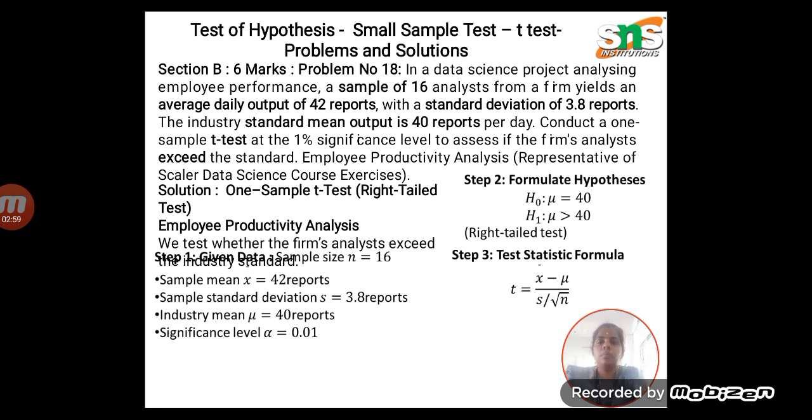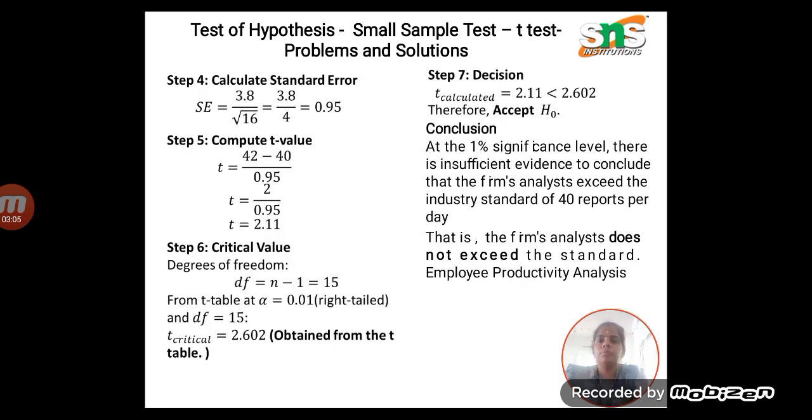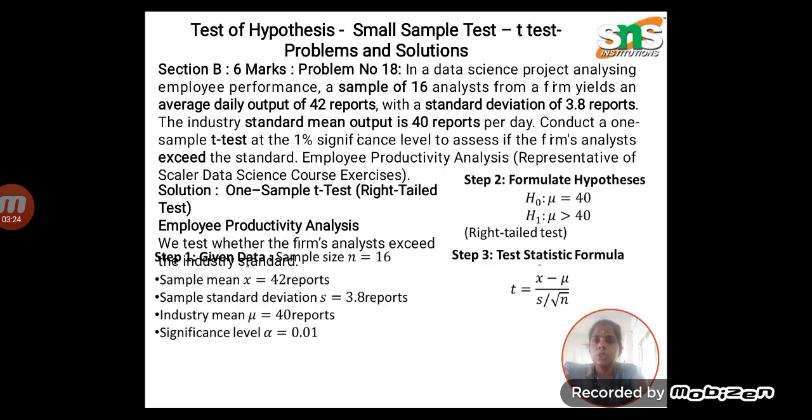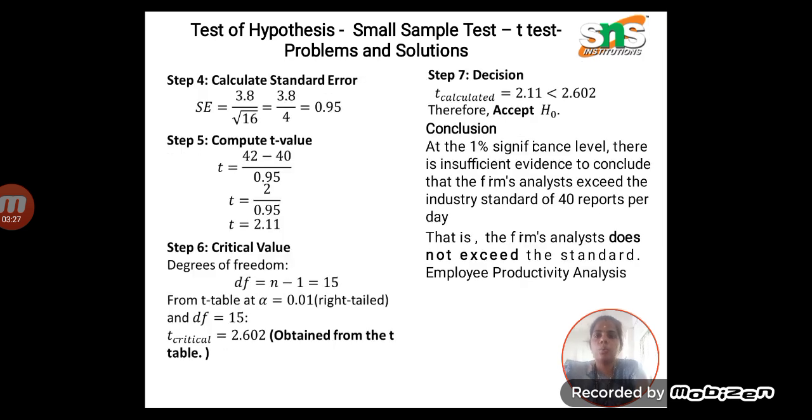By using the t-test formula, I am going to apply my values in the t formula so that I can get the t value. From the t value I can conclude whether the null hypothesis is accepted or rejected. My t value is 42 minus 40 divided by 0.95. If I divide it, I will get 2.11. They have mentioned the critical value in the question itself as 0.01. So the critical value for a t-test at 0.01 is 2.602.